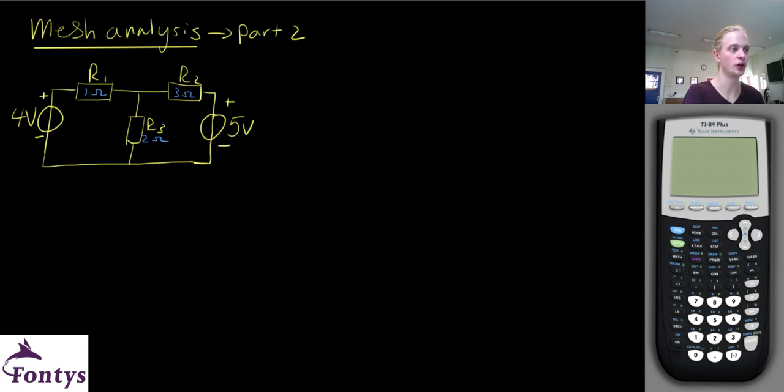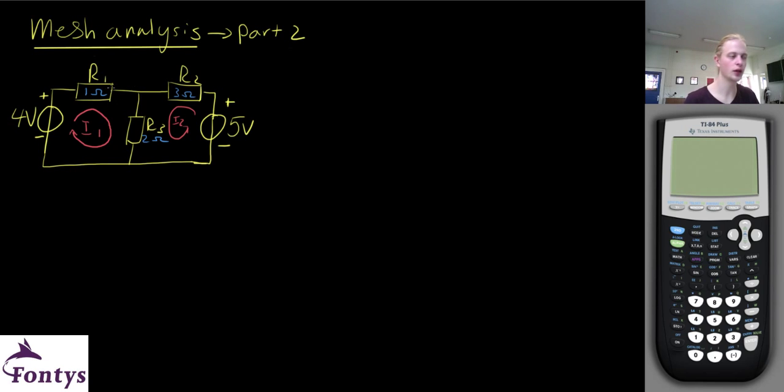Therefore, we have to identify the two loops. There's a loop on the left and a loop on the right. And I'm going to draw the currents right now. I choose the currents to flow from the positive side of the voltage source to the negative side of the voltage source. So for the left one, I'm going to choose it to flow clockwise. For the right one, I'm going to choose it to flow counterclockwise. And I call them I1 and I2.